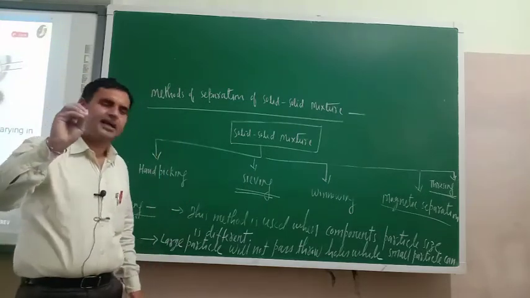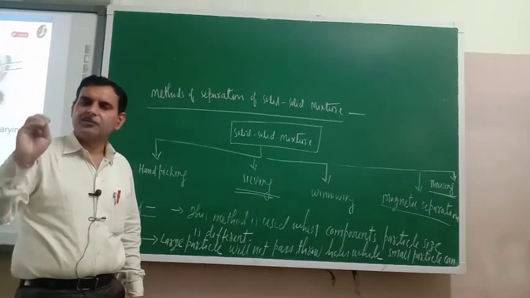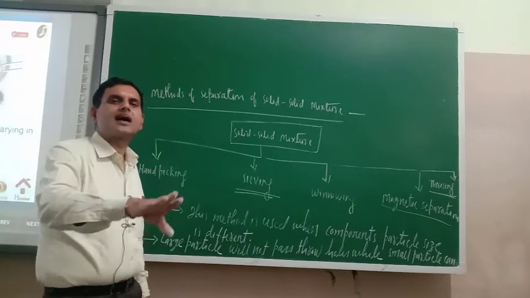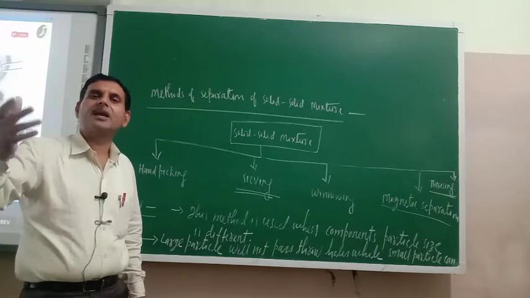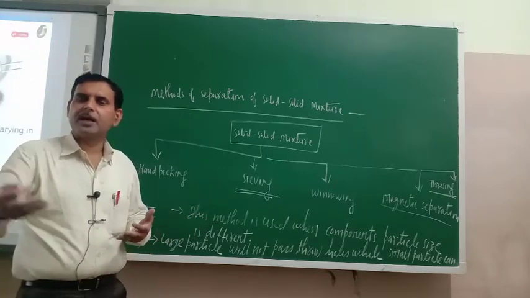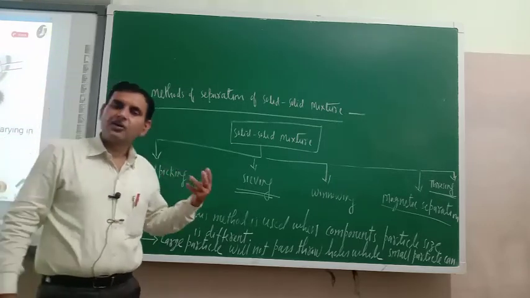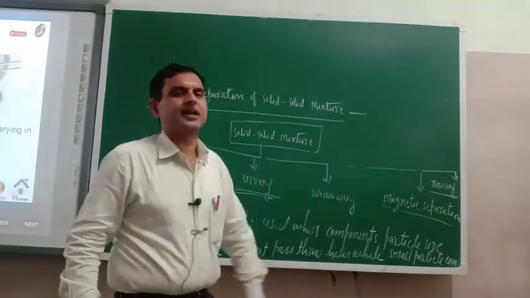So just see in a nutshell what we can say. Sieving is the method in which small particles pass through the holes of the sieve, while bigger particles cannot pass, so they remain on the sieve only. So in this way, bigger and smaller particles can be separated. Now try to understand with the help of one animation. You can understand in a better way.